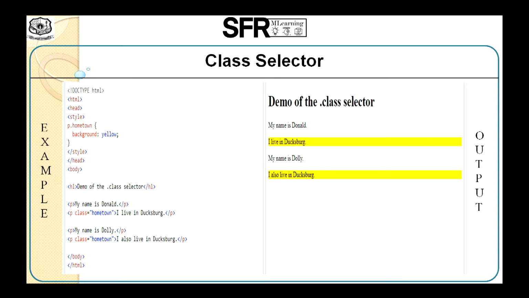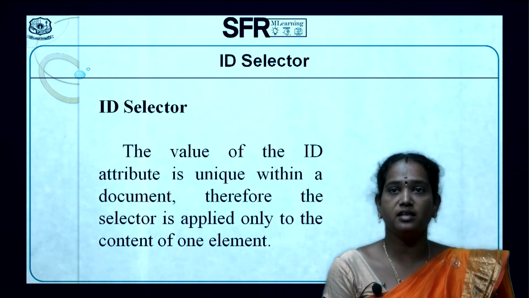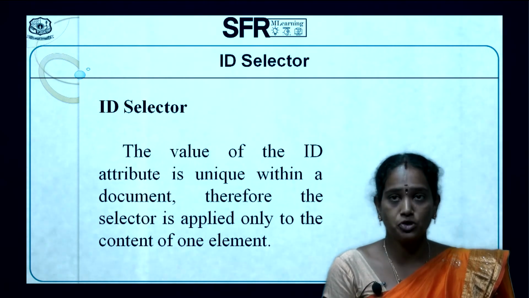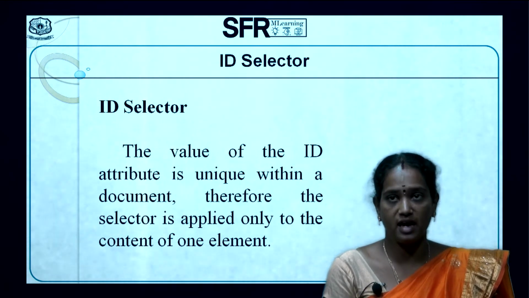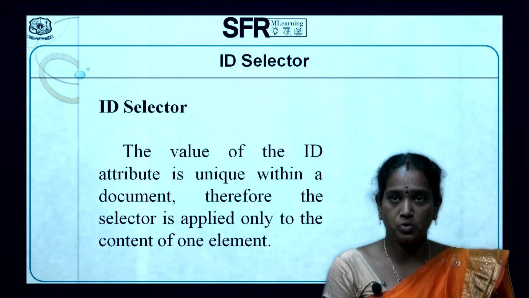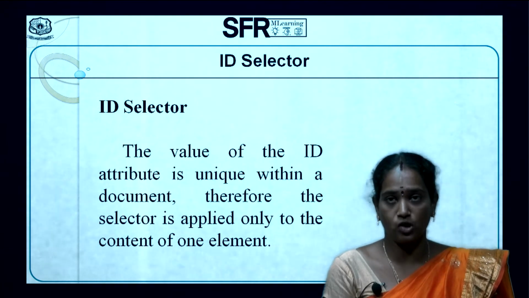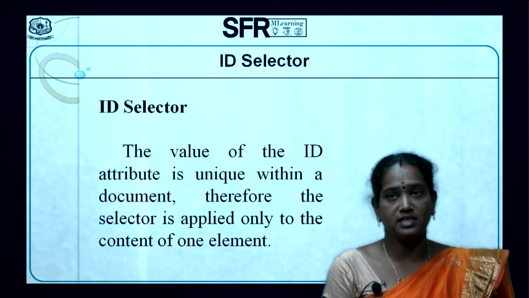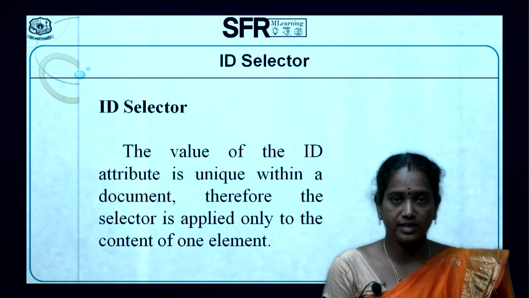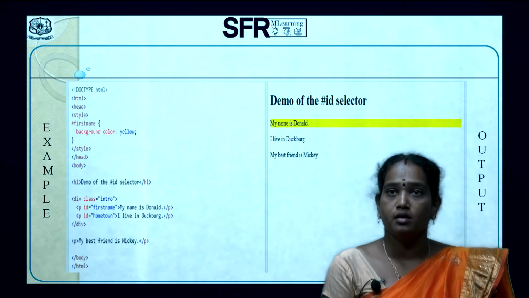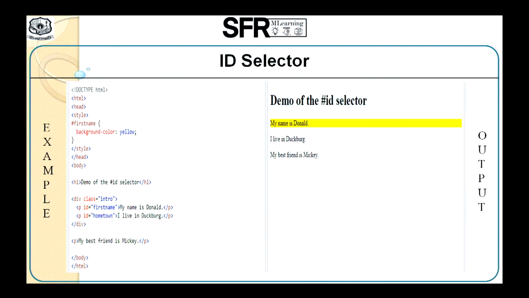Next, the ID selector. The ID selector is used to specify the value of the ID attribute, and the ID attribute is a unique value within the particular document. Therefore, the selector is applied only to the content of one element. Here is the example and the output for the ID selector. The style effect is applied when the ID is used in the particular HTML document.